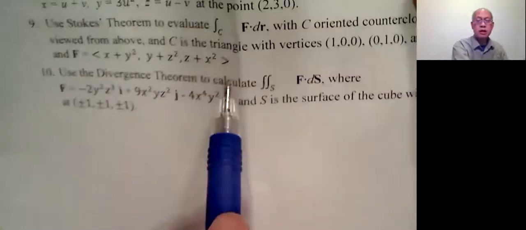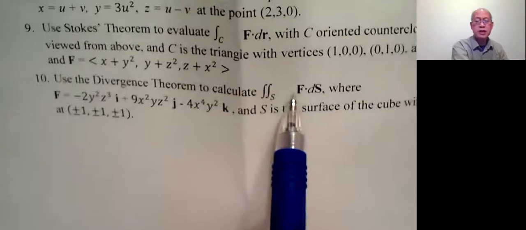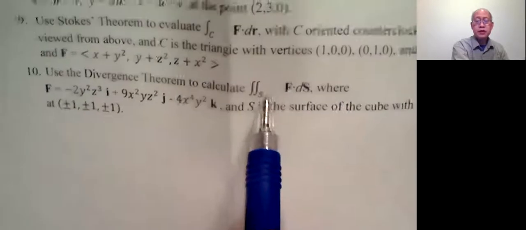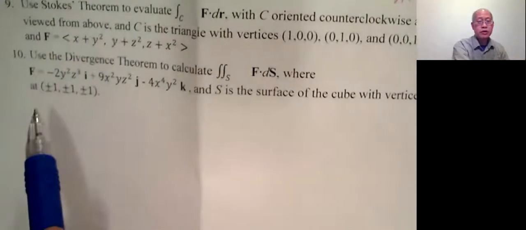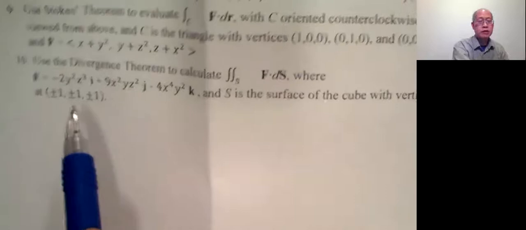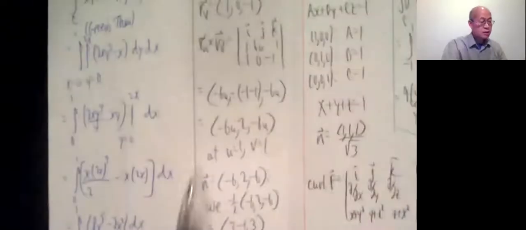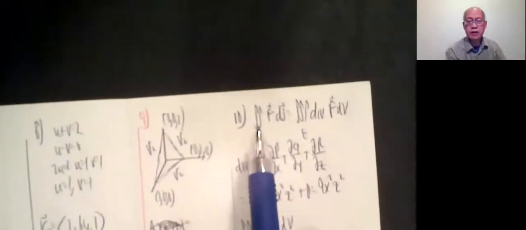Number 10. Use the divergence theorem to calculate the double integral along the surface of F dot dS. You do the triple integral over the region E of divergence of F dV. And you've got the cube, -1 to 1 for x, -1 to 1 for y, -1 to 1 for z. So I just find the divergence of this. The double integral along all surfaces of F dot dS is a triple integral over the region E of the divergence of vector F dV.